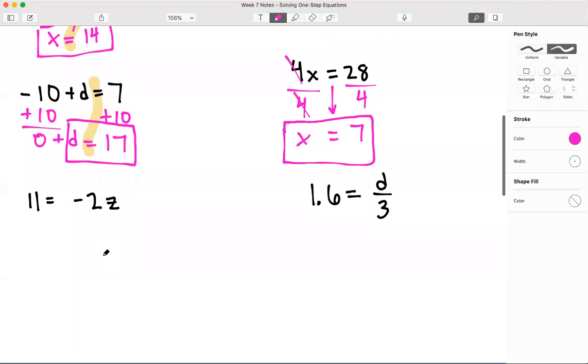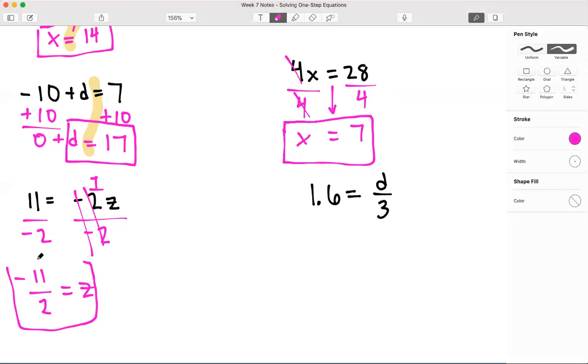Let's try another one. Solving for z. Well, the variable is being multiplied by -2, so we're going to have to divide by -2. Divide by -2. 11 divided by -2, well, you can't really simplify that, so I'm just going to leave it as -11/2. But on this side, our -2's cancel because anything divided by itself is 1. So that just becomes 1 times z, which is itself, z. And we are done. And box it up.